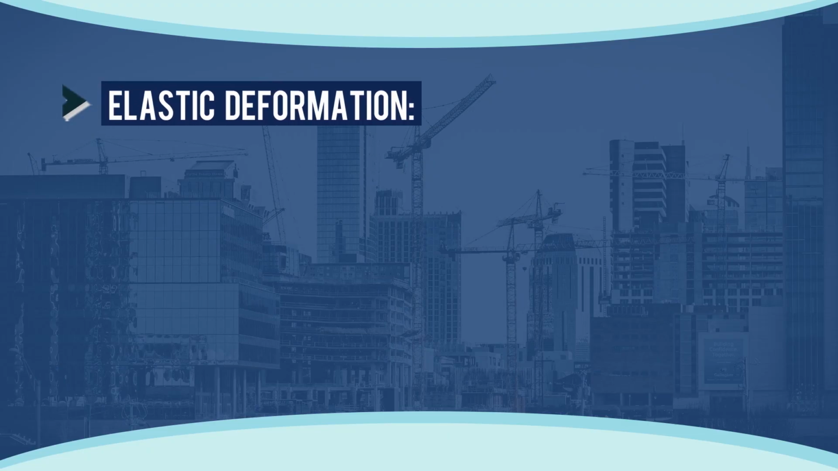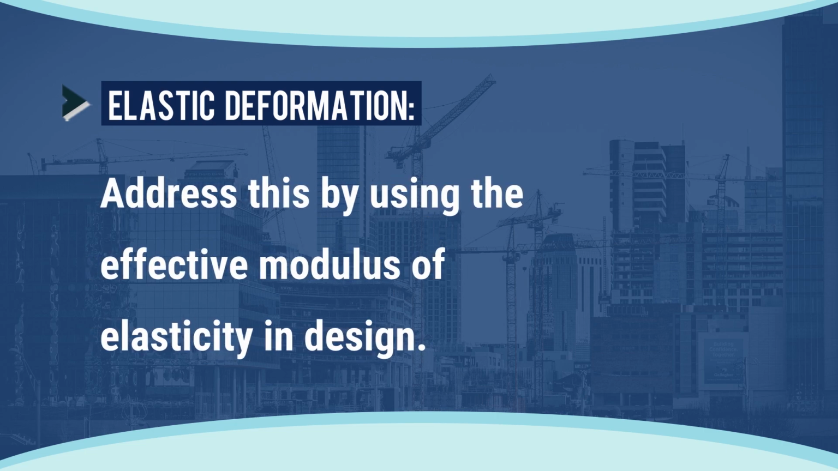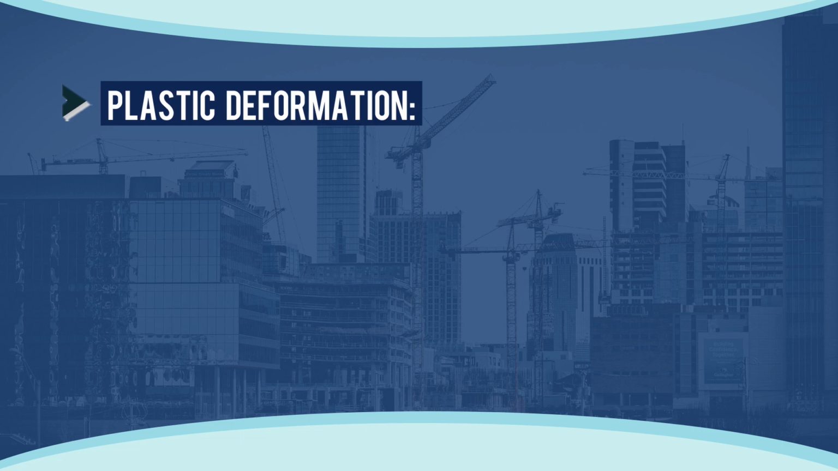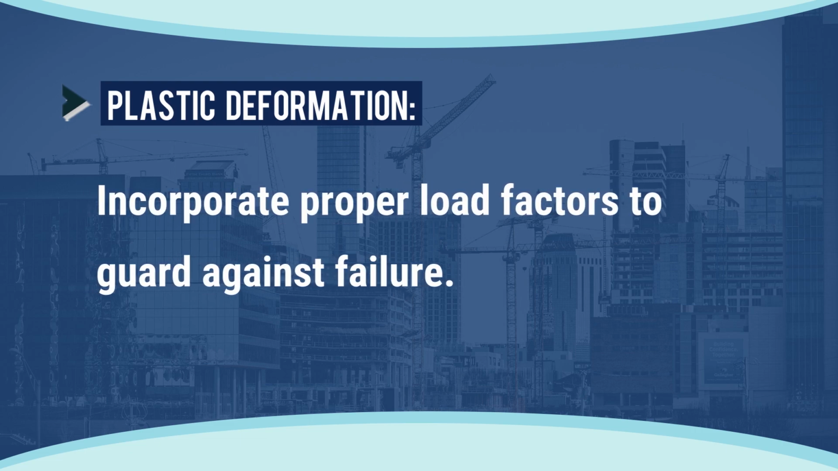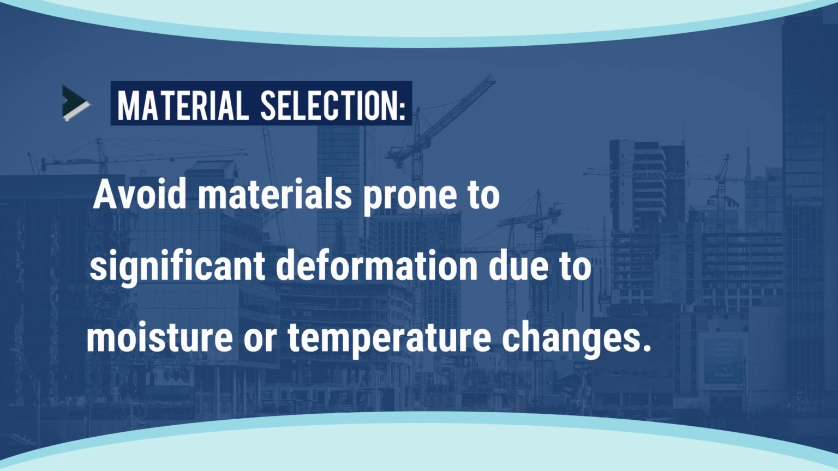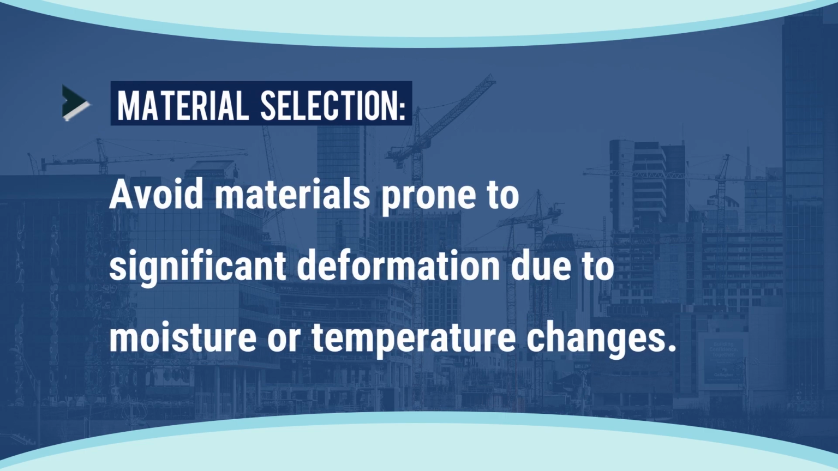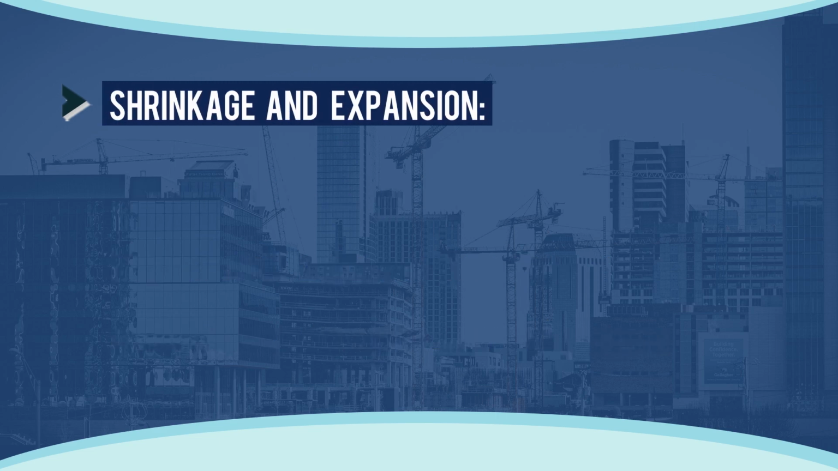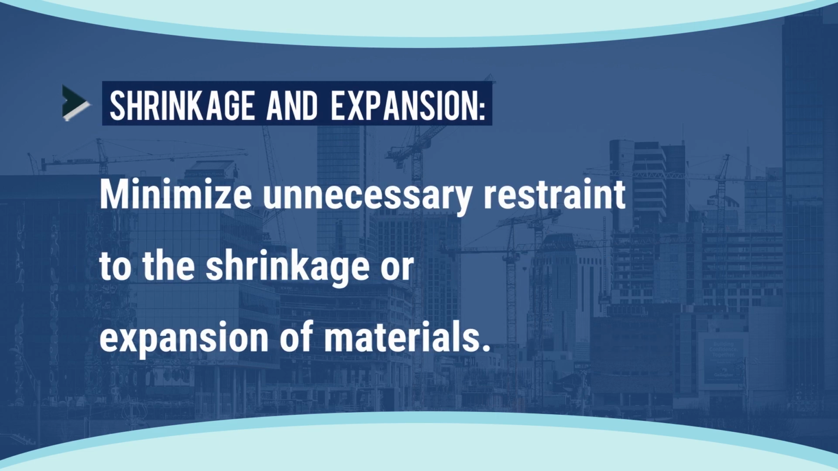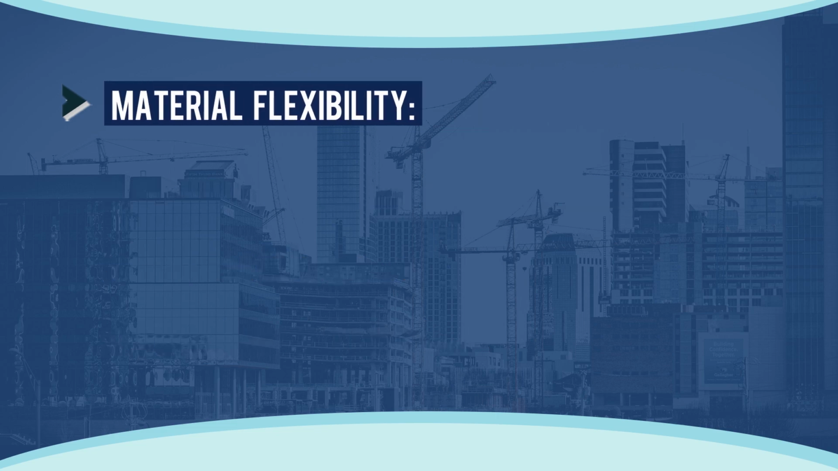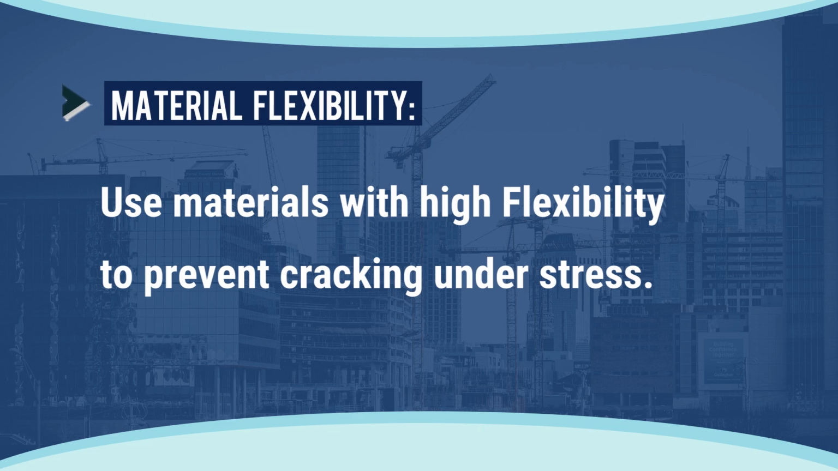First is elastic deformation. Address this by using the effective modulus of elasticity in design. Then the plastic deformation. Incorporate proper load factors to guard against failures. Third is material selection. Avoid materials prone to significant deformation due to moisture or temperature changes. Then the shrinkage and expansion. Minimize unnecessary restraint to the shrinkage or expansion of materials. Then the material flexibility. Use materials with high flexibility to prevent cracking under stresses.